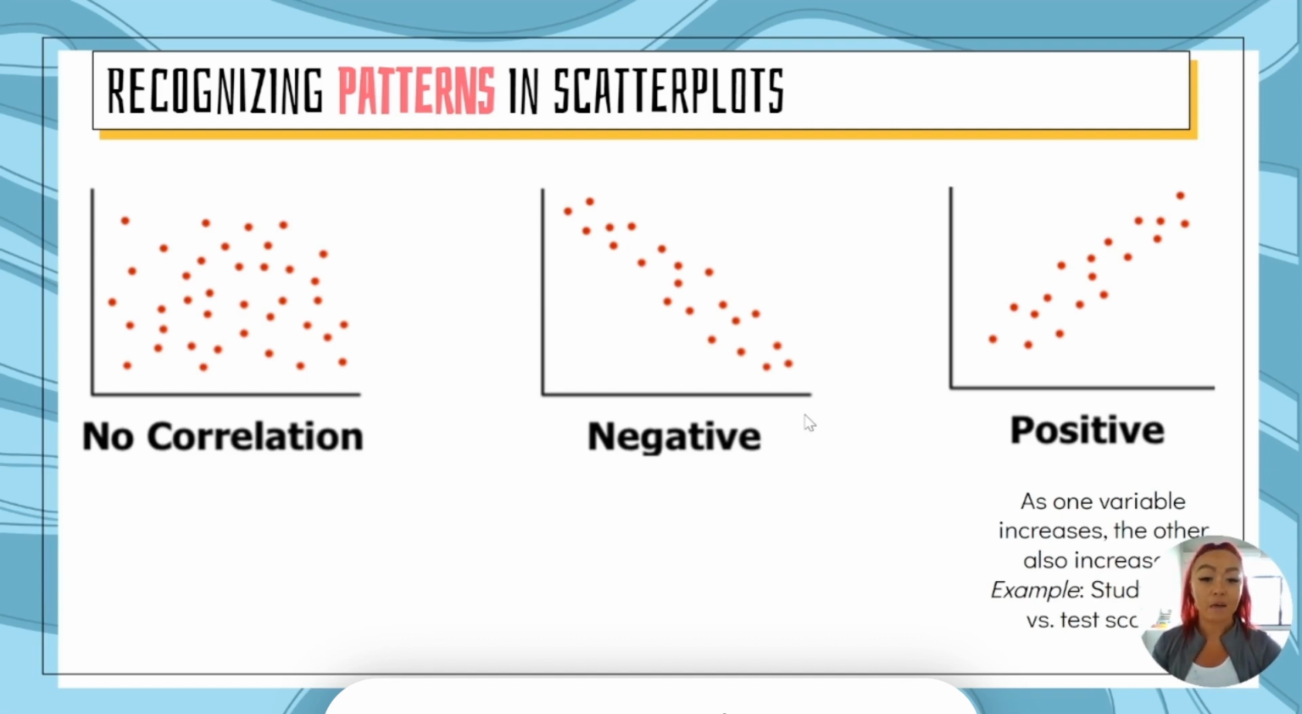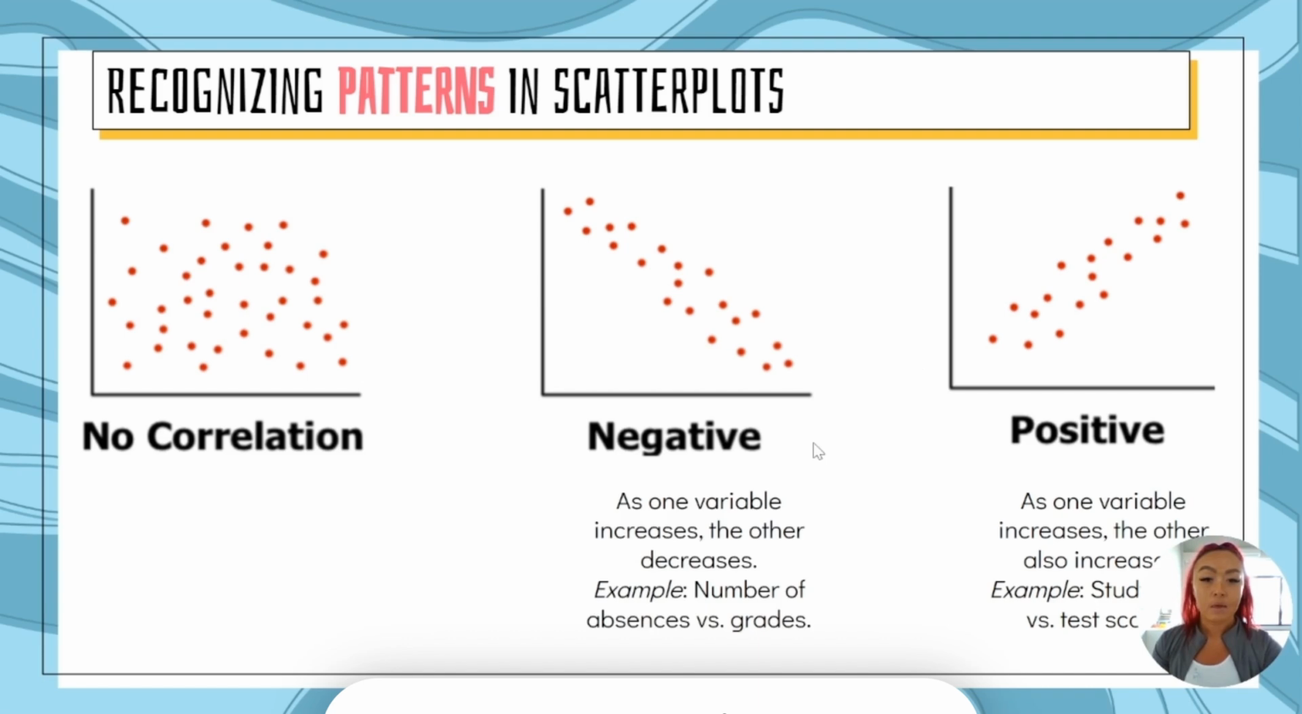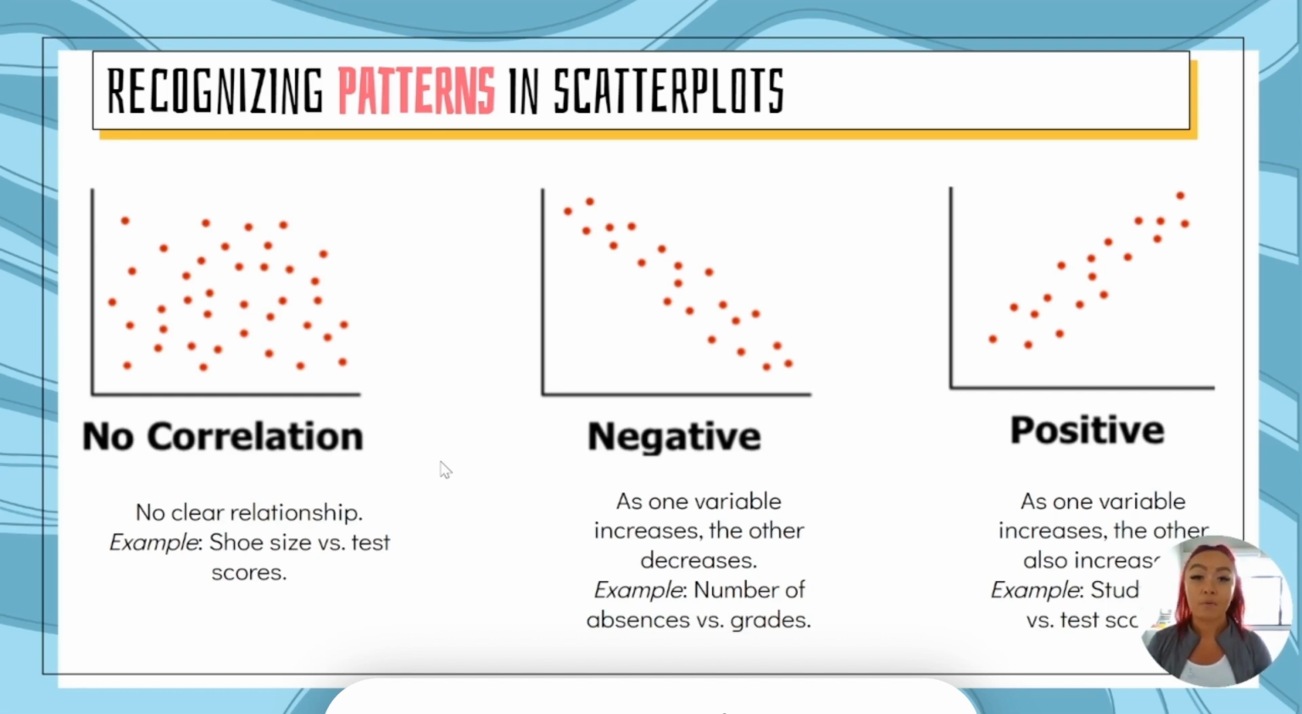Then we'll move on to negative correlation. That's as one variable increases, the other decreases. So an example of that would be the number of absences versus grades, right? So the more a student is absent, the lower their grade will be. And then we have no correlation. That's no clear relationship. An example of that would be somebody's shoe size versus their test score, right? One doesn't have an effect on the other.